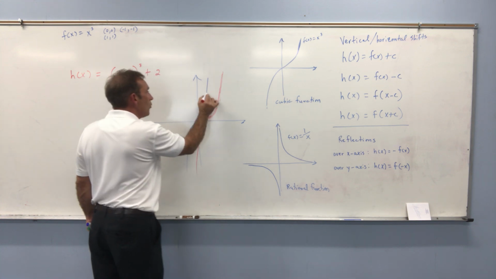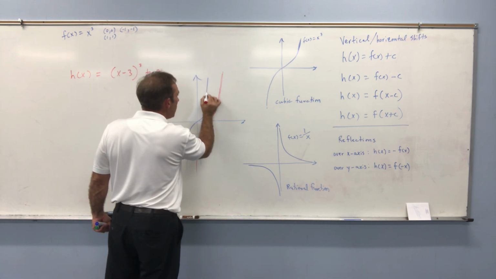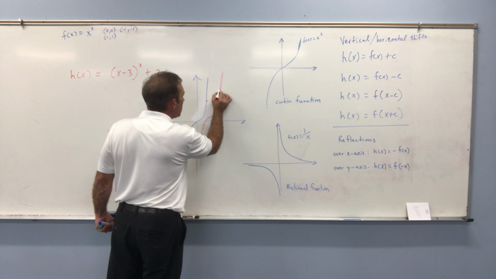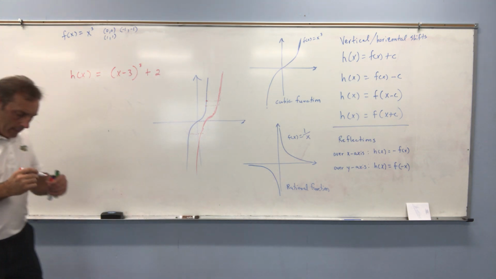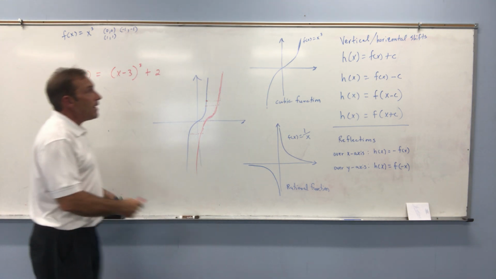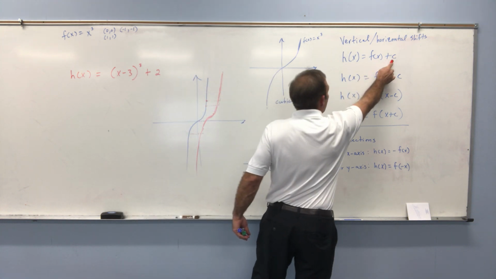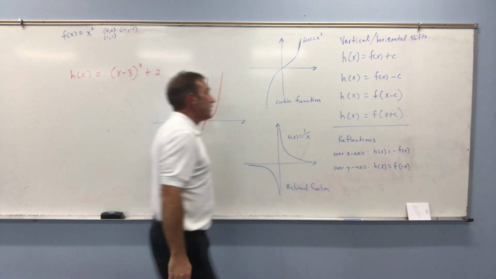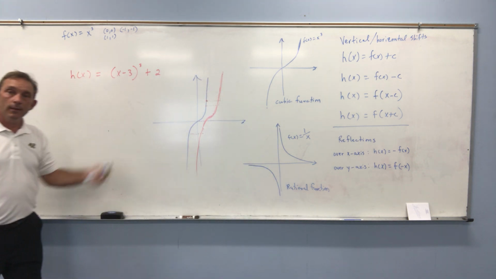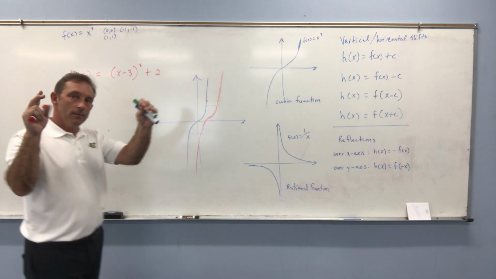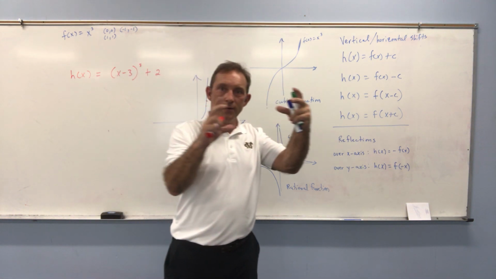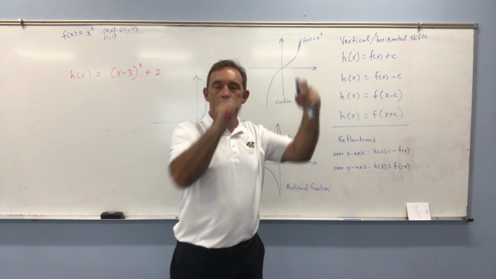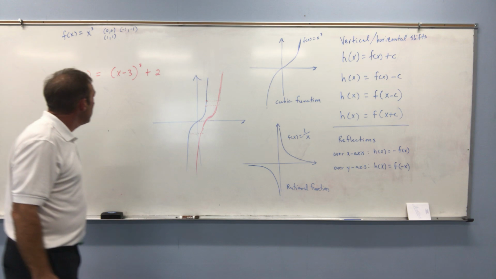Every point on the blue one went 3 to the right and 2 up. And again, we can see that it was a combination of 2 of these things. We had a constant added on, but we also had a horizontal shift to the right. So it took that cubic and it slid it to the right, and then it slid it up, and that's what we ended up with.